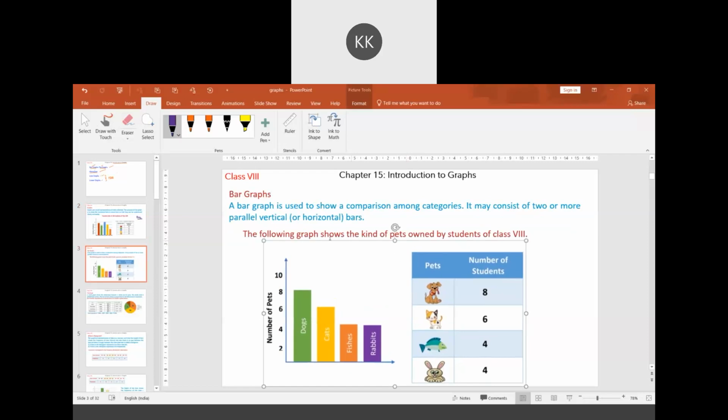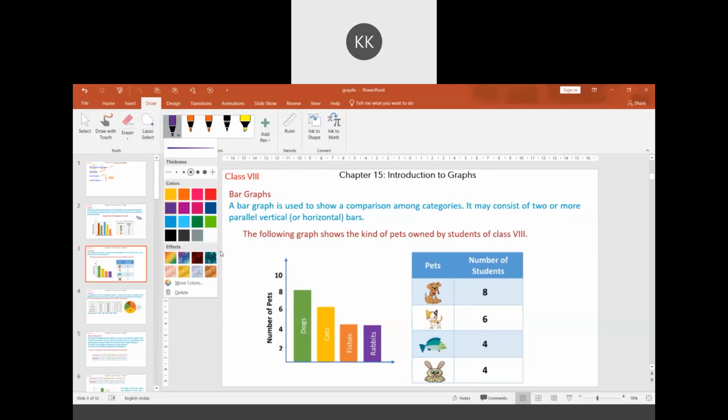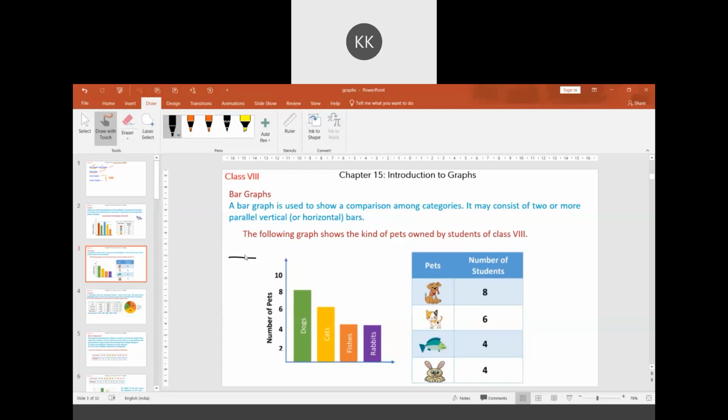Here you can see the bar graph. A bar graph is used to show the comparison among the categories. It may consist of two or more parallel vertical or horizontal bars. It's not necessary that we represent in this particular way. It can also be represented in this way. Here the bars can be horizontal. Clear?